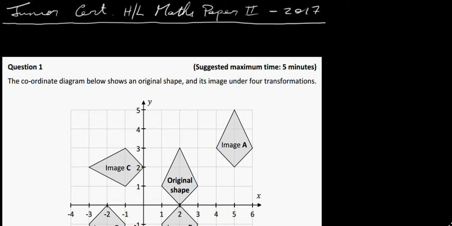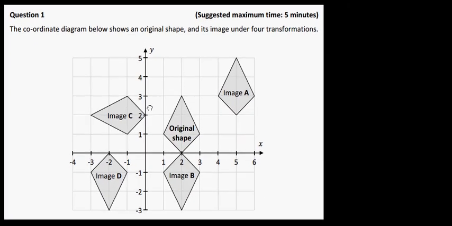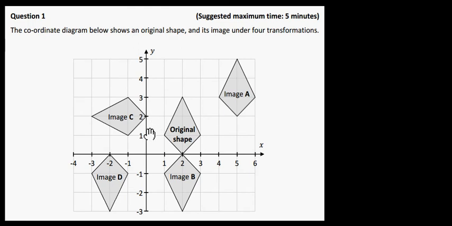Right, so in this video I'm going to have a look at the Junior Cert Higher Level Maths Paper 2, 2017, and I'm going to have a look at questions 1 and 2. So this is question 1 here. It has these shapes here.